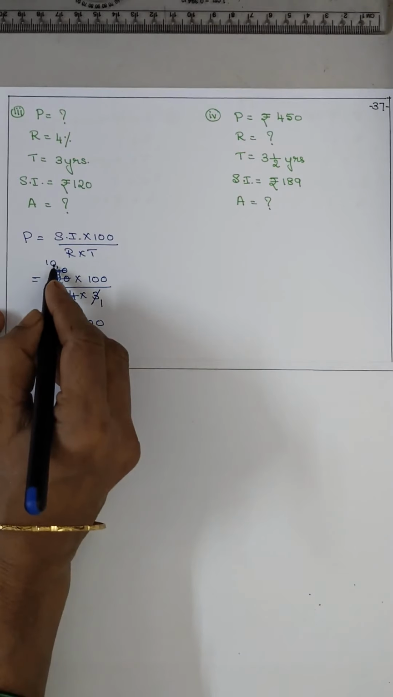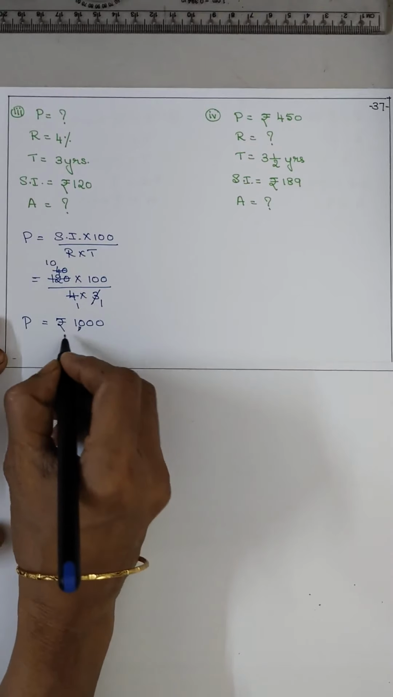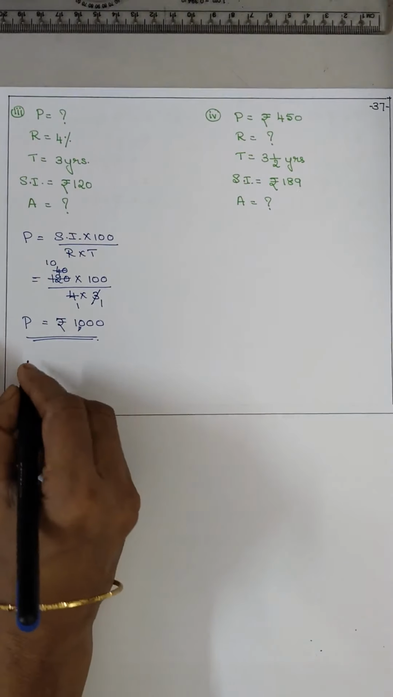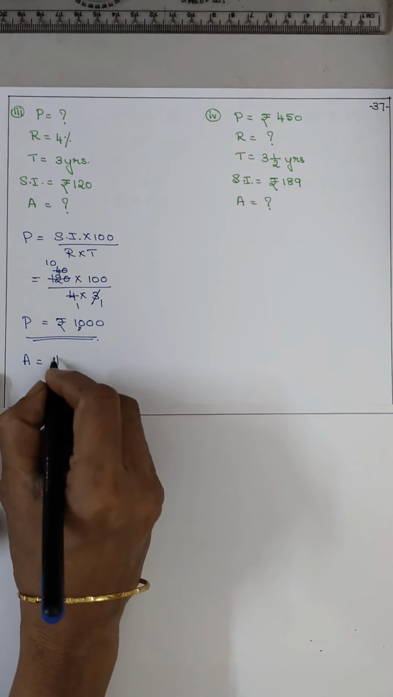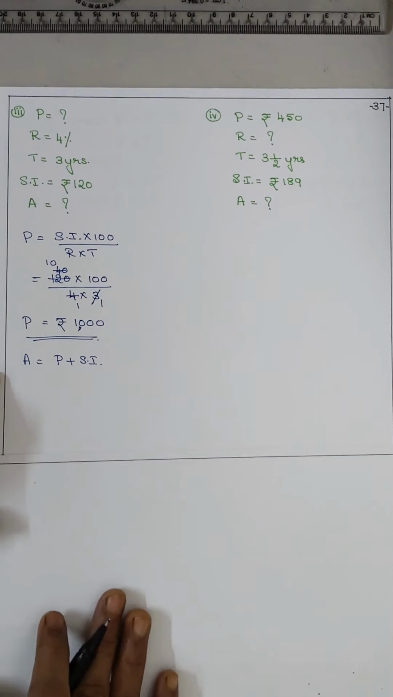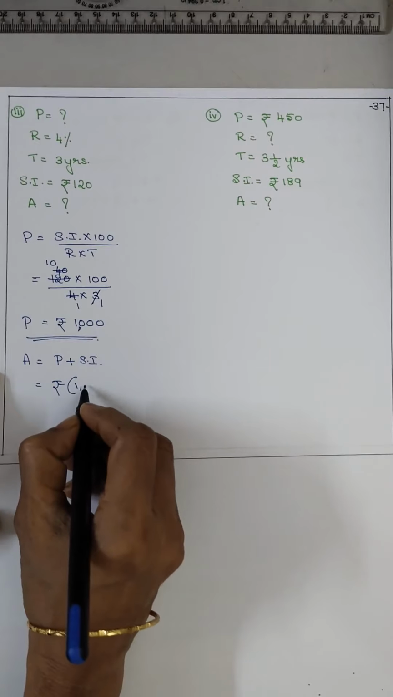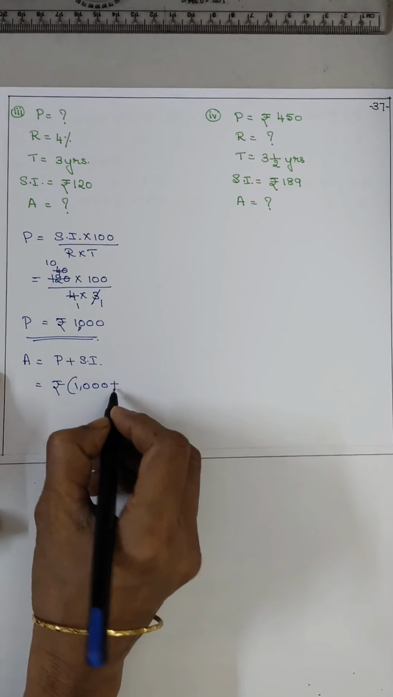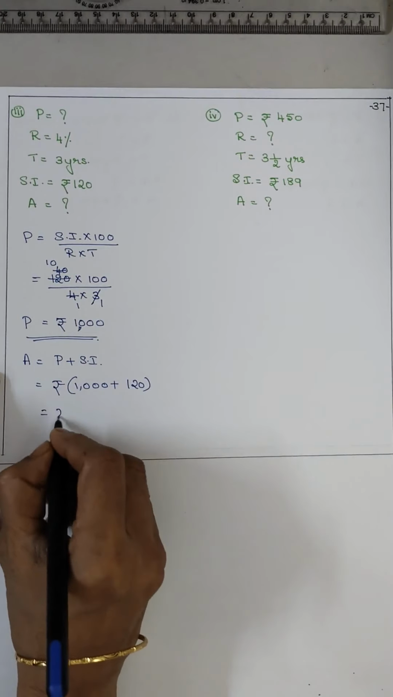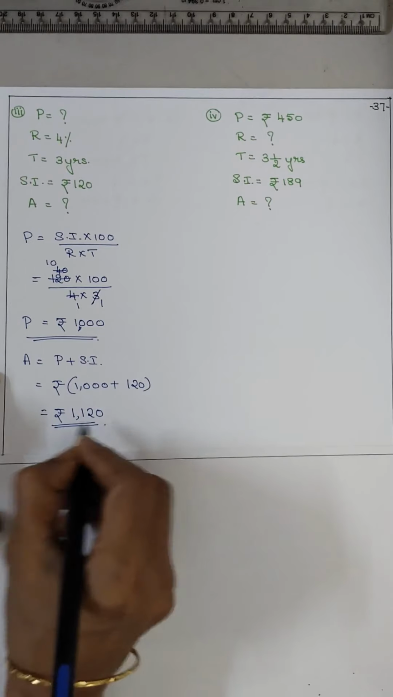1000. So you got the principal 1000. Now they have asked amount. What is the formula for amount? Principal plus SI. So the principal is 1000 and SI is 120. So it is rupees 1120.